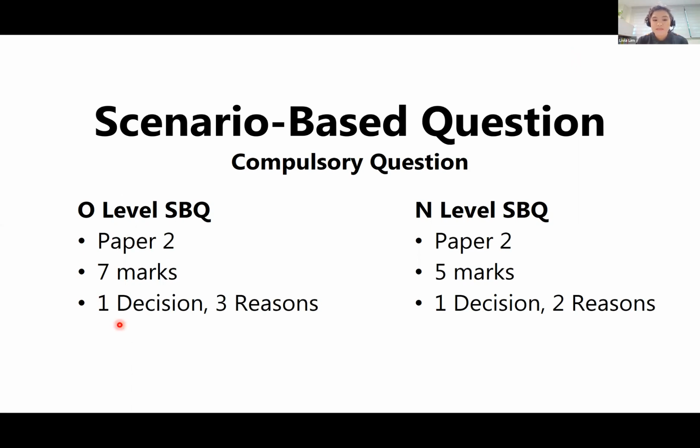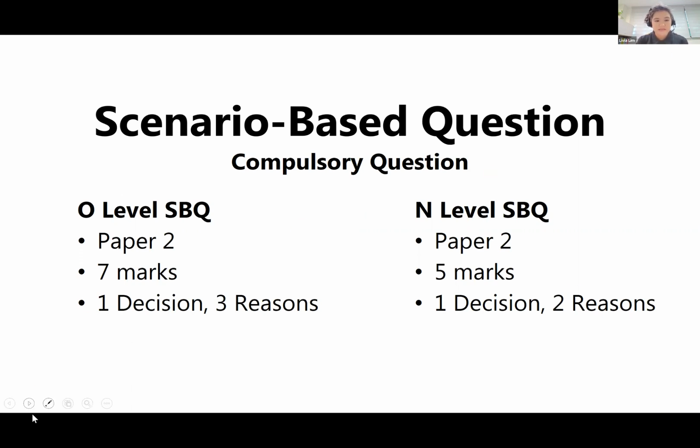All right, 1 decision, 3 reasons, which means you get 1 mark for 1 decision and 2 marks for each reason. For the N-level paper, it appears in paper 2 and it is a 5-mark question, 1 decision, 2 reasons, which means you get 2 marks for each reason.